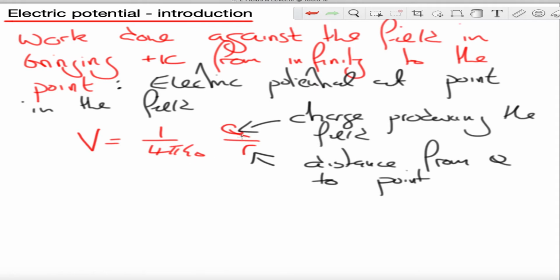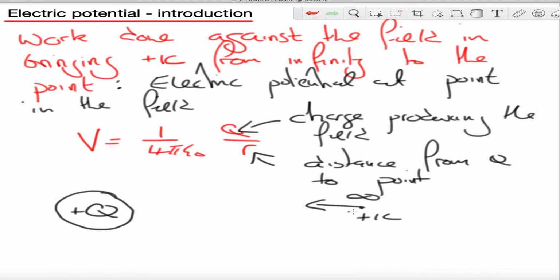that if Q is positive, then the work done against the field in bringing plus 1 coulomb in, so if we draw plus Q here, and we have our test charge here, and we're bringing that in from infinity, clearly we will have to do work against the repulsive force due to the field, and so the potential will be positive. However, if this was negative, the field would do the work, and so the potential will be negative.